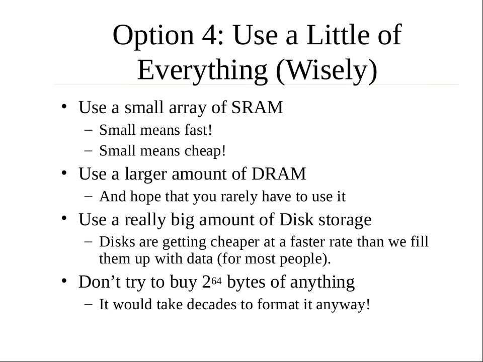The idea is you use a little bit of everything wisely. So your small memory, aka your L1 cache, will probably be SRAM. It's fast, and it's also cheap because we don't want a lot of it. And then maybe a larger amount of DRAM, and hope you rarely have to use it. And then for a really big amount, you'll use disk storage, and these are just getting cheaper.